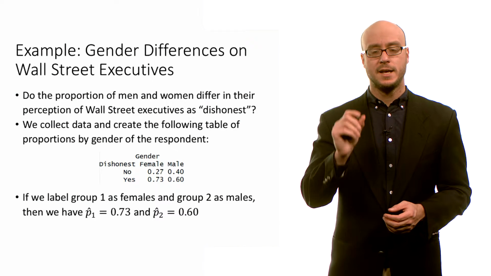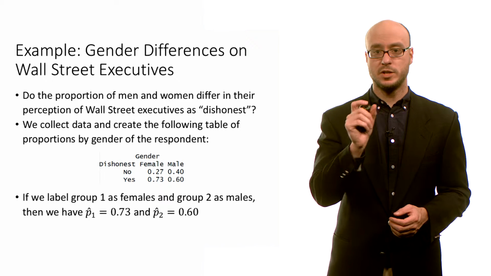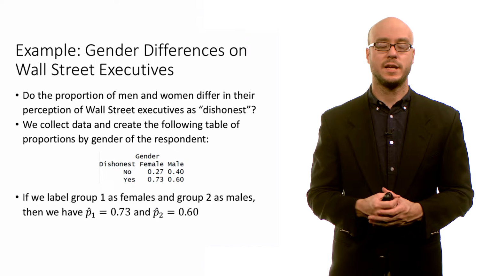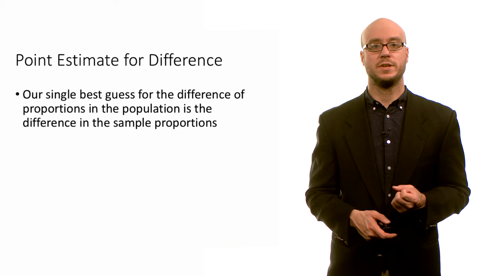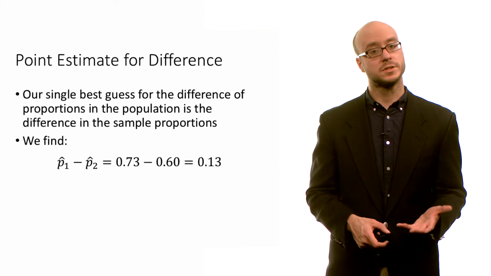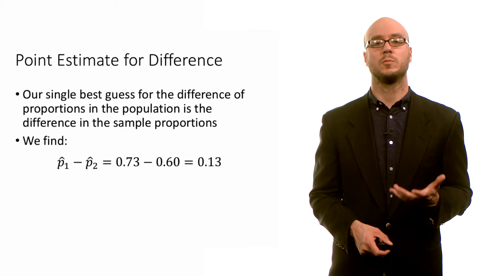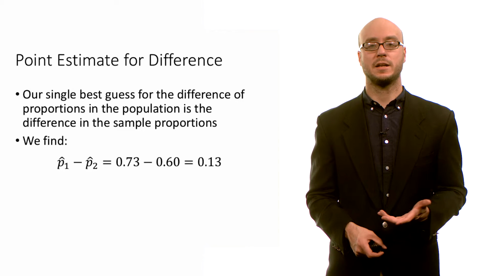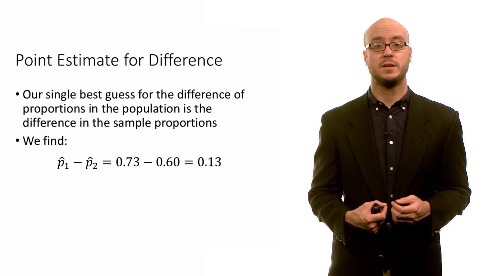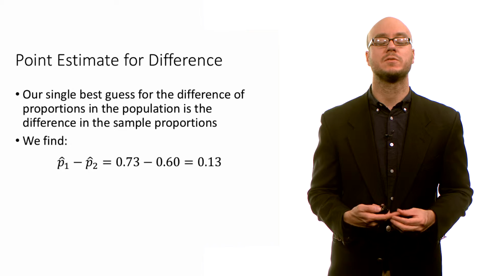Our orienting question is: is this difference in the population, right? Is there a real difference in the population? So we're going to use this difference in the sample of data to examine this idea. So let's look at the point estimate for the difference. Our single best guess for the difference of proportions of the population is just the difference in the sample proportions. So in that sample, p hat 1 minus p hat 2 is 0.13. We just take 0.73 and subtract out 0.60. So this just reflects the fact that there is a difference between men and women in their perceptions of Wall Street executives. Women are more likely to think that Wall Street executives are dishonest than men.